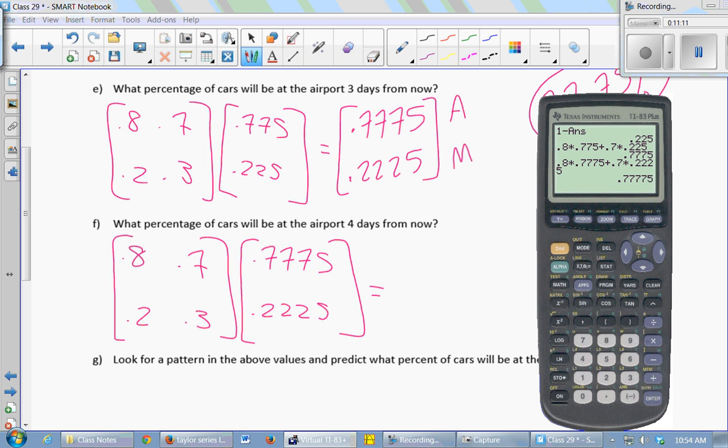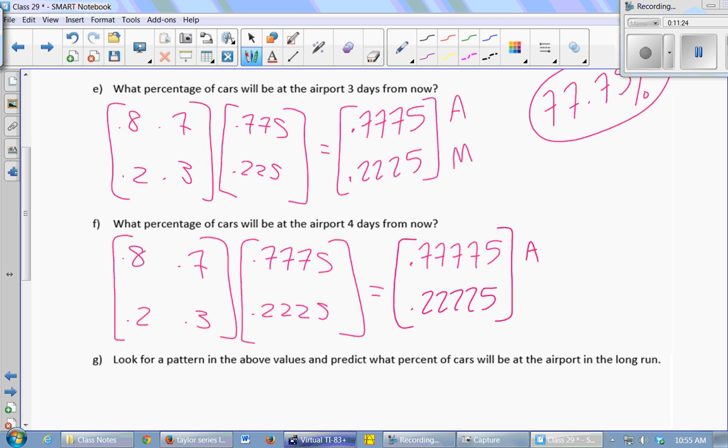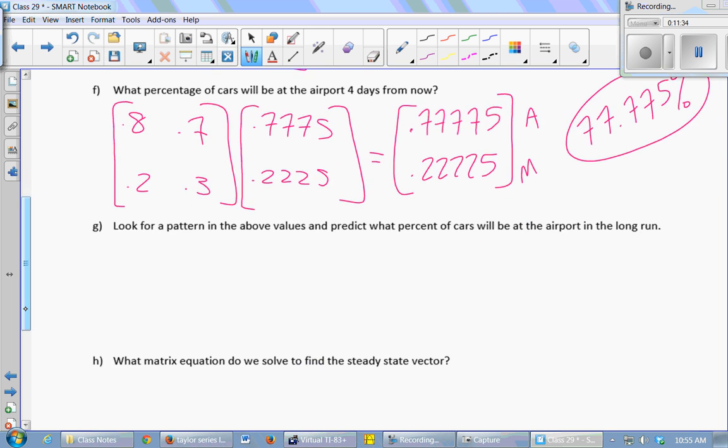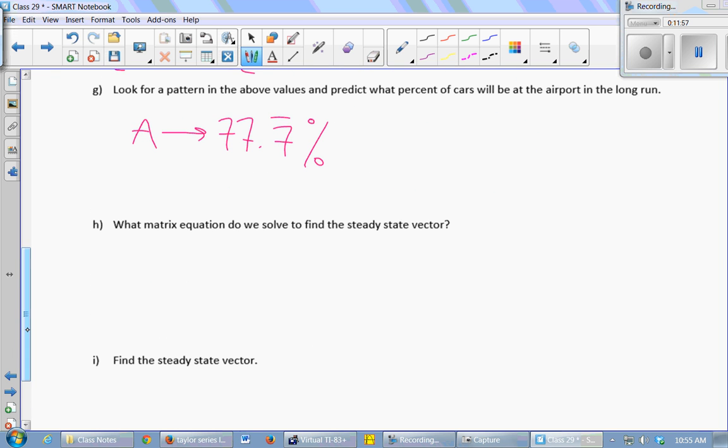Okay, so I have 0.77775 and 0.22225. Airport, Main Street. So now I'm at 77.775% at the airport. So the pattern from these values is that we can conjecture that in the long run, the number of cars at the airport is approaching 77.7%. Okay. But we should verify this by solving for the steady state vector. What matrix equation do you solve to get the steady state vector?